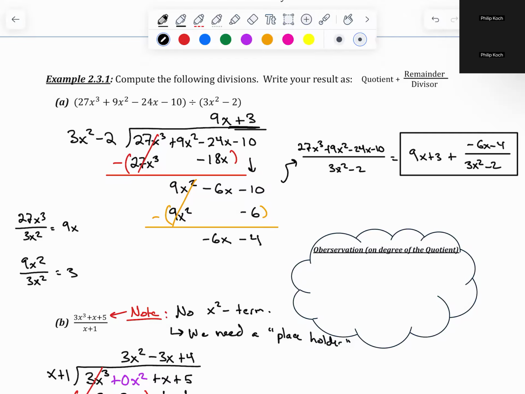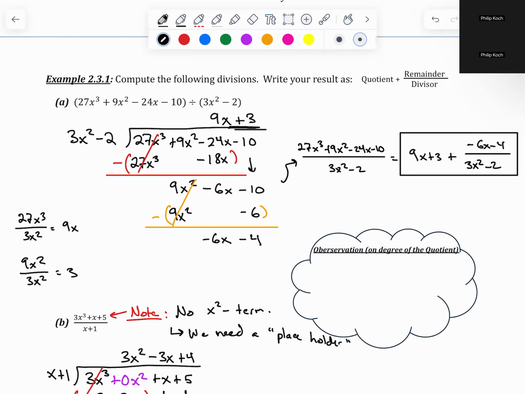All right, this is what you should get. So you should get 9x plus 3 as your quotient, and your remainder should be negative 6x minus 4. Does anybody have any questions on that? Yes, Dave. What do you do with the 2? So the first one is it's 9x. Right? So do you not include -2?